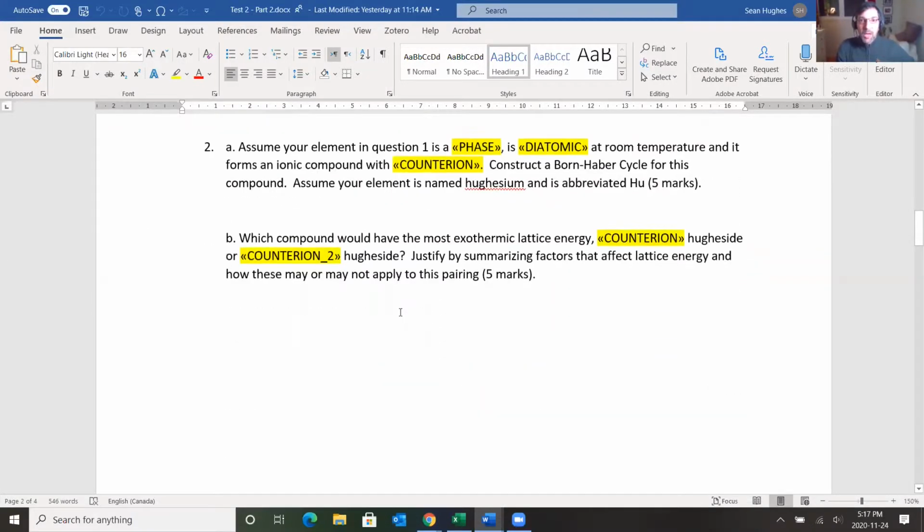Similarly, for the Born-Haber cycle, you have this element that's pairing up with your fictitious element. Come up with the Born-Haber cycle. What are the different steps? Because I can play around with some of the bits and bobs of what it's reacting with, it changes maybe what the compound will be at the end. So every group more or less had a unique Born-Haber cycle. But again, I can grade it on the same rubric if I really wanted to.